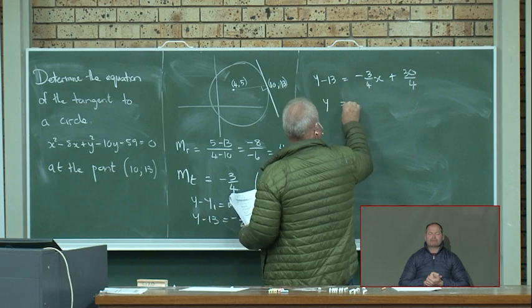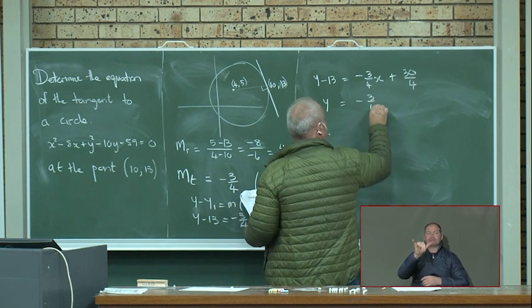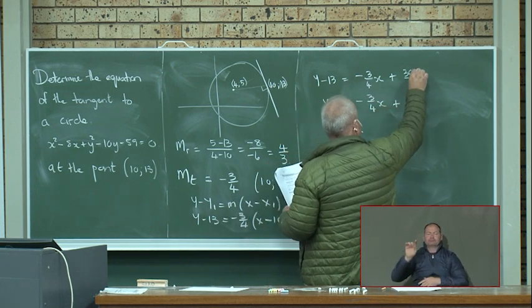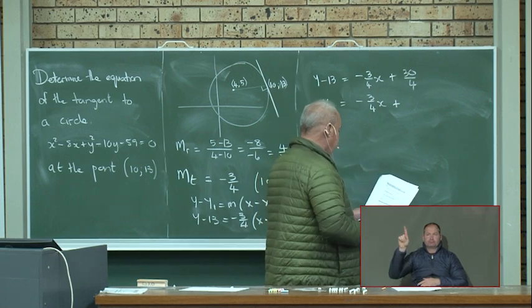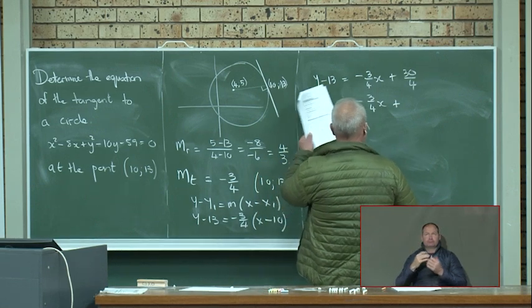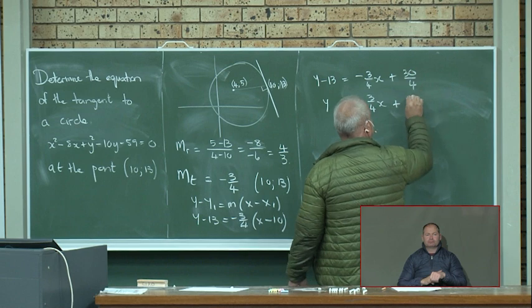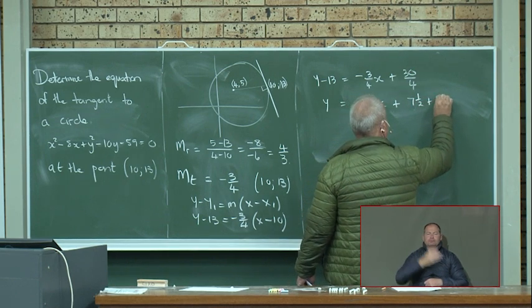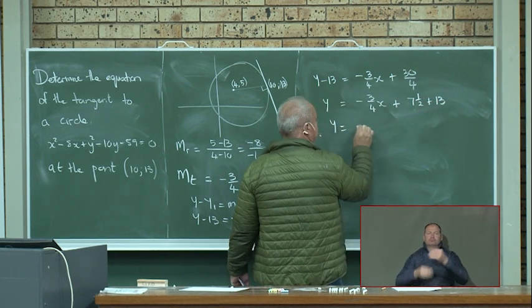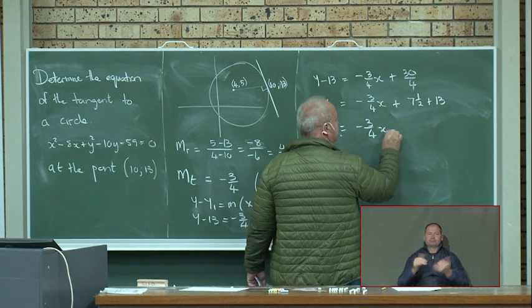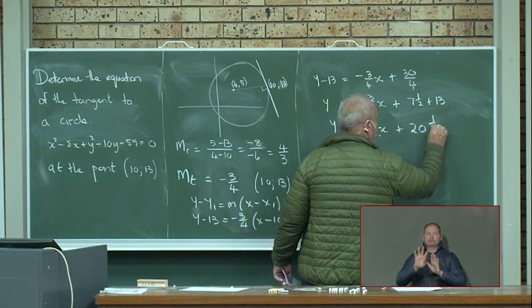So y is equal to negative 3 over 4 x. This here, 4 can go into there, plus 13, that goes into there 7.5, plus 13, so y is equal to negative 3 over 4 x plus 20.5.